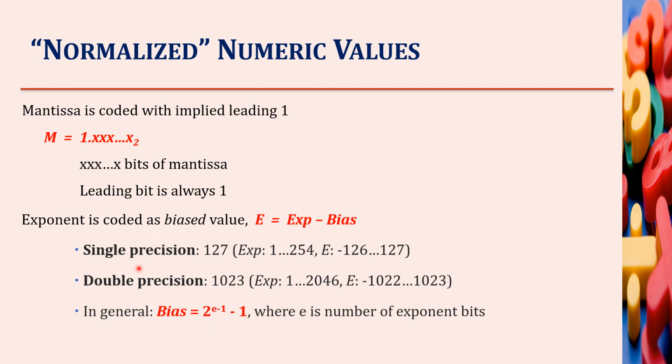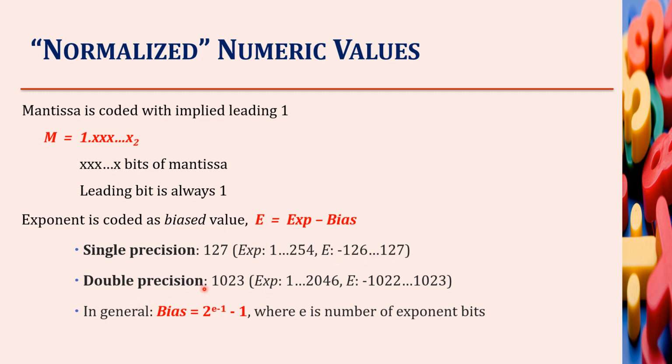In the case of single precision, we know that 8 bits are taken for representing the exponent part. So E is equal to 8. So 8 minus 1, that is 7. 2 power 7, that is 128. 128 minus 1, that is 127. So the bias value is 127 in the case of single precision. So the exponent can range from 1 to 254, that is minus 126 to plus 127.